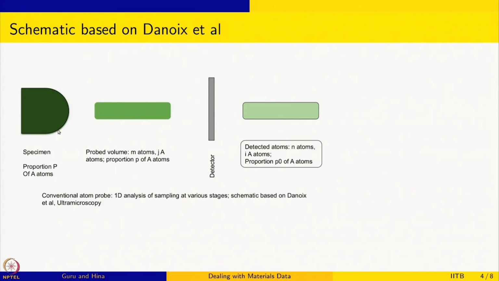I have marked them in different shades of green to show that if you think of the proportion of A atoms, they need not be the same in all 3 stages. It is important, but we will later see in which cases it is the same and in which cases it is not the same, or where we are making the approximation or assumption that it is the same, and how reliable it is, and things like that. This is the detector that is shown schematically, from the paper of Danois et al.